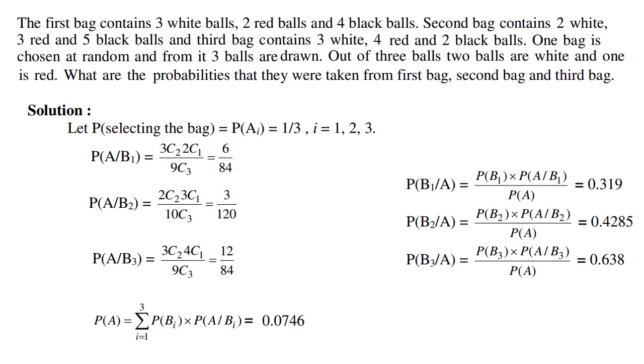Then P of B1 divided by A is going to be equal to P of B1 into P of A divided by B1 divided by P of A, and if we apply the values here we will be getting the answer as 0.319, and similarly for P of B2 by A we will be getting the answer as 0.4285, and P of B3 divided by A we will be getting the answer as 0.638.